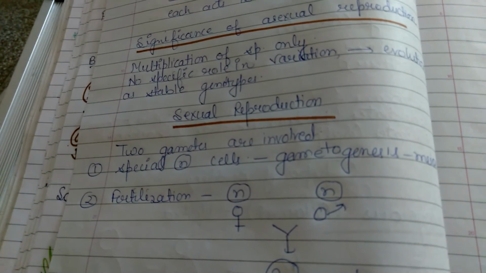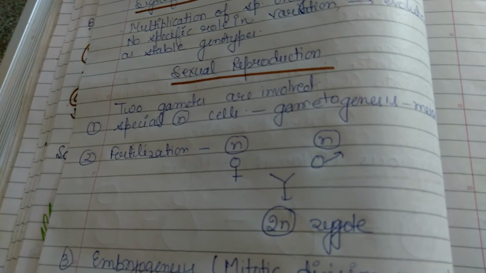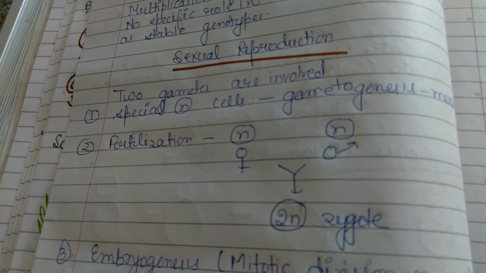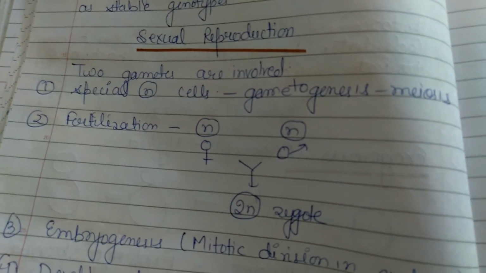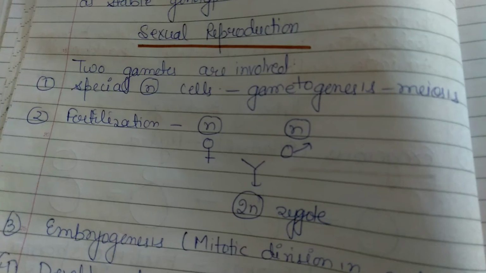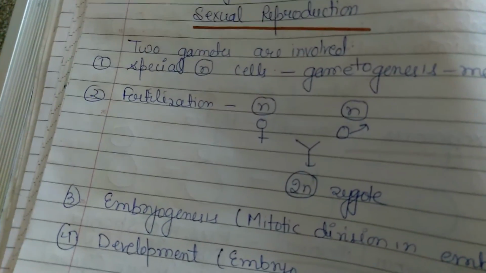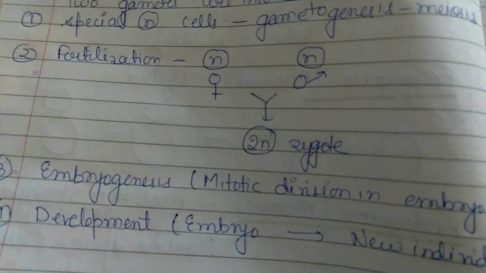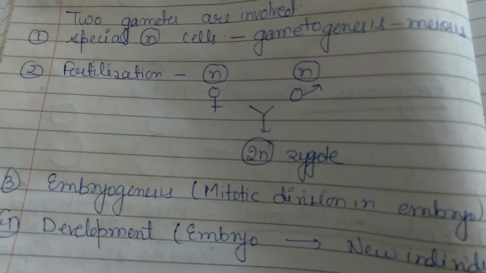Next is sexual reproduction. Two gametes are involved, one male and the other female, and special gametes are formed in this. These gametes are haploid cells, male and female, and the formation of gametes is due to meiosis. The formation of gametes is known as gametogenesis. Next is fertilization. In this there is gametic fusion, and these gametes fuse and form a zygote.